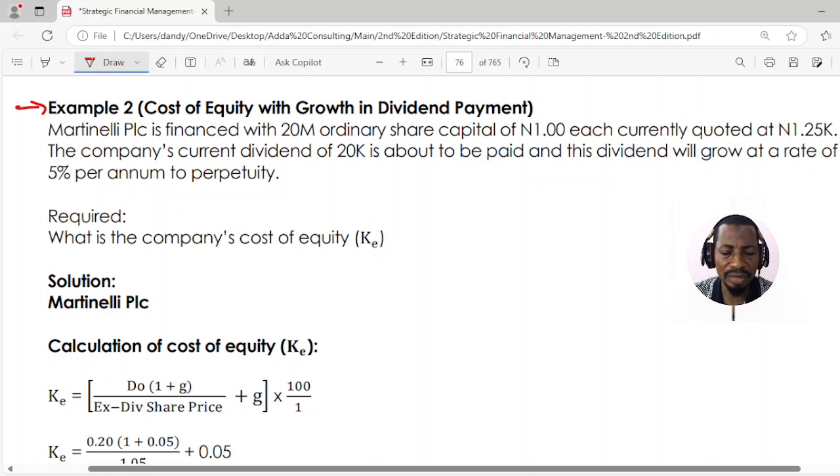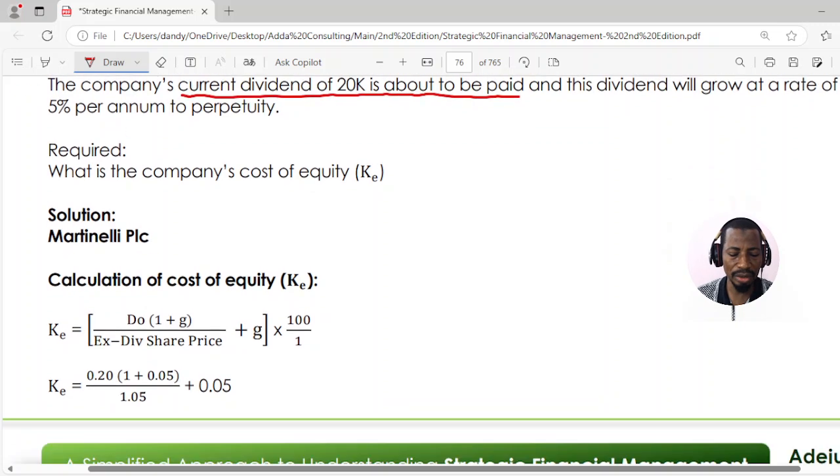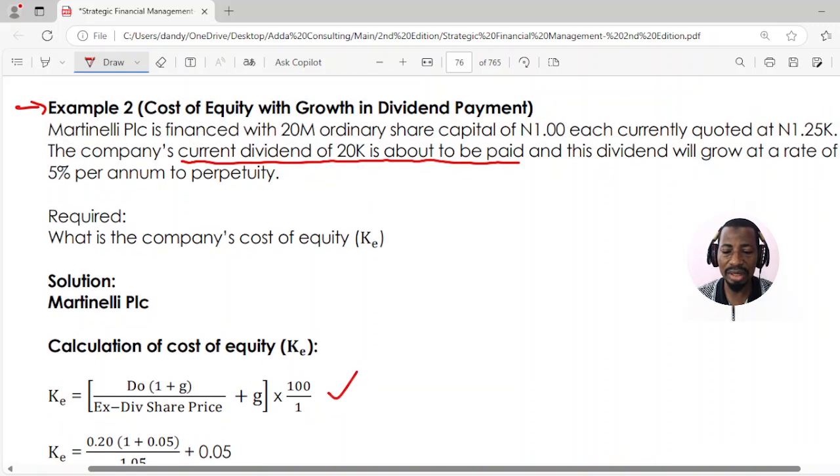The company's current dividend of 20 kobo is about to be paid. So the current dividend has not been paid. It means that the share price of ₦1.25 is cum-div, and this dividend will grow at a rate of 5% per annum. So there's a growth rate. Since there's a growth rate, this is the formula I'm supposed to use to calculate the cost of equity. All I need to do now is to slot in the numbers.